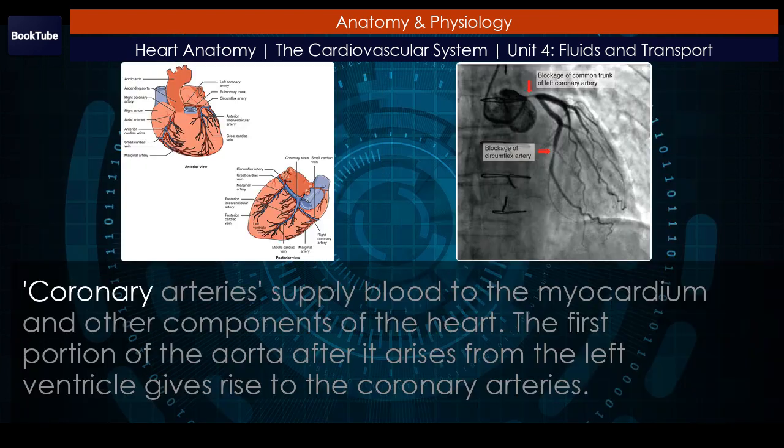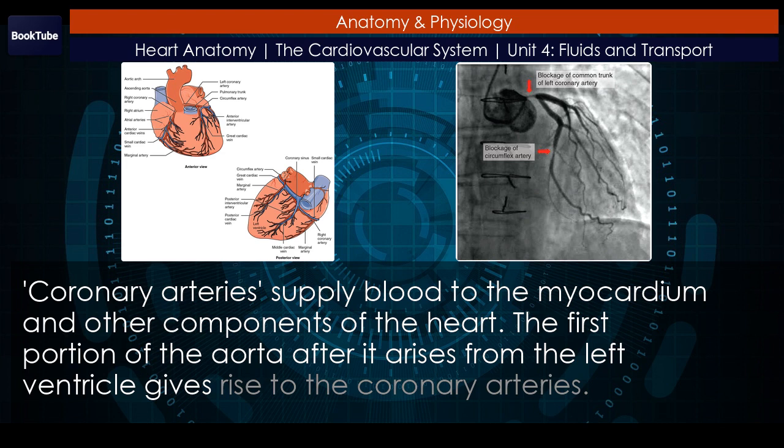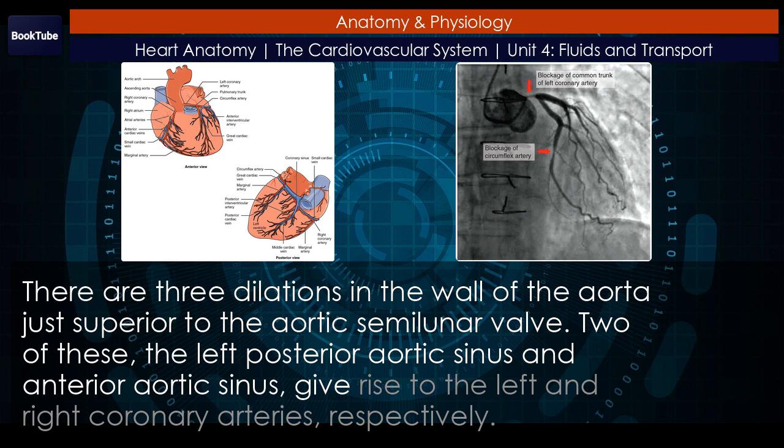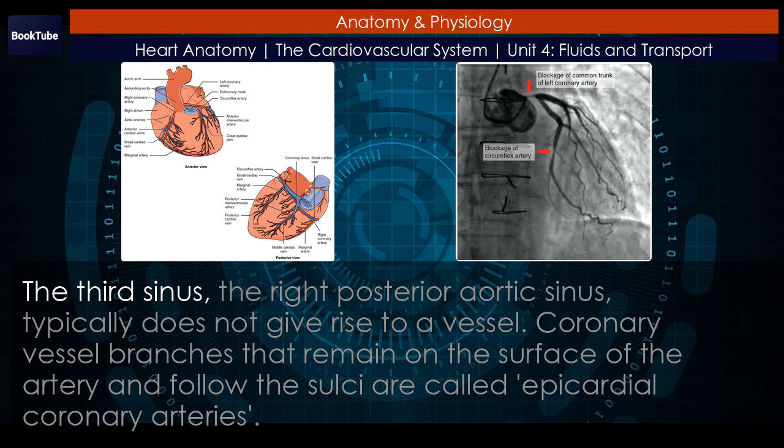Coronary arteries. Coronary arteries supply blood to the myocardium and other components of the heart. The first portion of the aorta after it arises from the left ventricle gives rise to the coronary arteries. There are 3 dilations in the wall of the aorta just superior to the aortic semilunar valve. 2 of these, the left posterior aortic sinus and anterior aortic sinus, give rise to the left and right coronary arteries, respectively. The third sinus, the right posterior aortic sinus, typically does not give rise to a vessel.